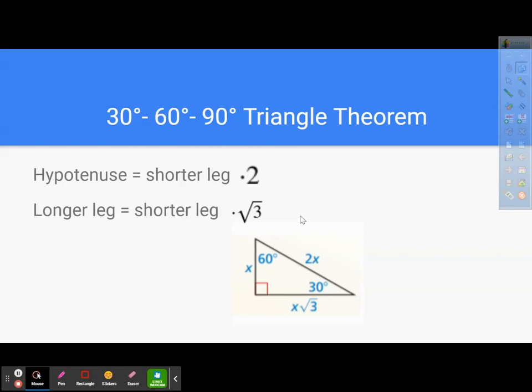Once you know the shorter leg, then you can find the longer leg. You only need one side. Once you have that one side, you can find the other 2. Okay, so let me show you what my professor showed me.